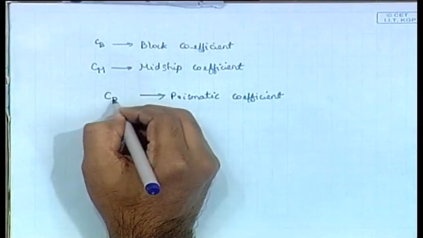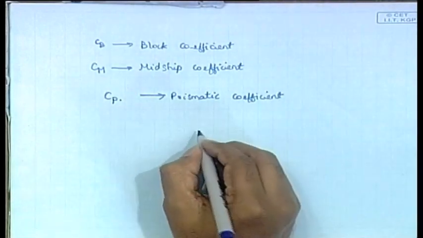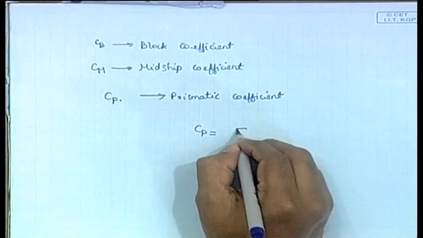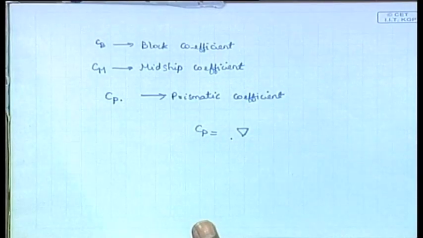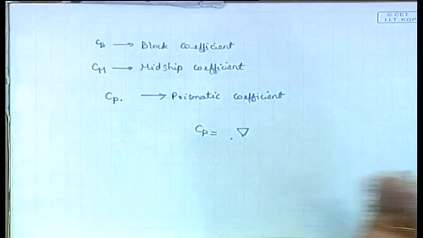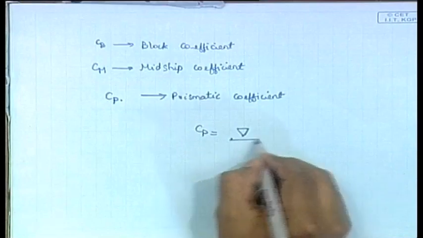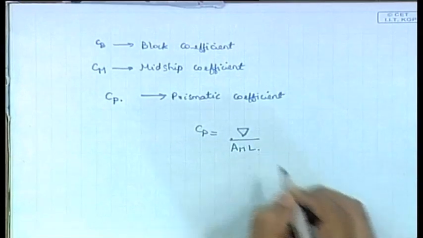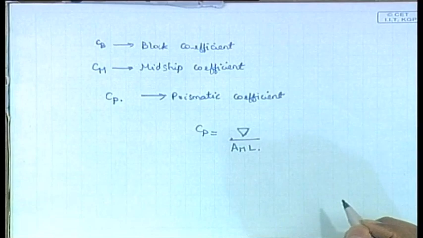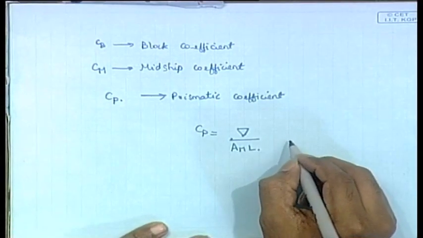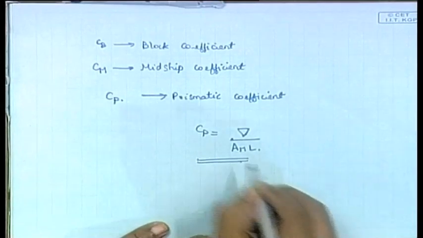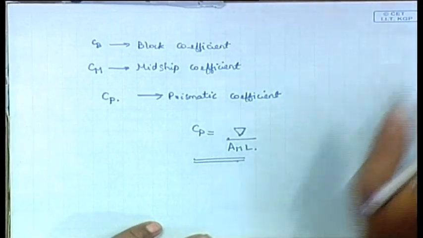We define it by Cp. Now, Cp is defined as del, that is the volume displacement. As I have told you before, the inverted one represents the volume displacement, and the other one represents the mass displacement or the weight displacement. Del divided by Am into L. We have already defined Am. Am is defined as the midship area. So, del divided by Am into L, this represents the prismatic coefficient. That is how it is defined.